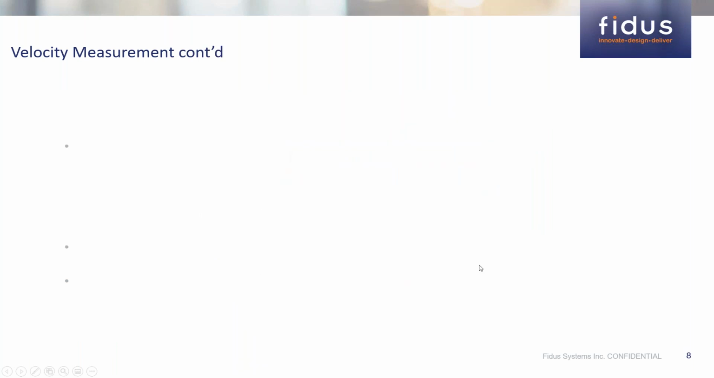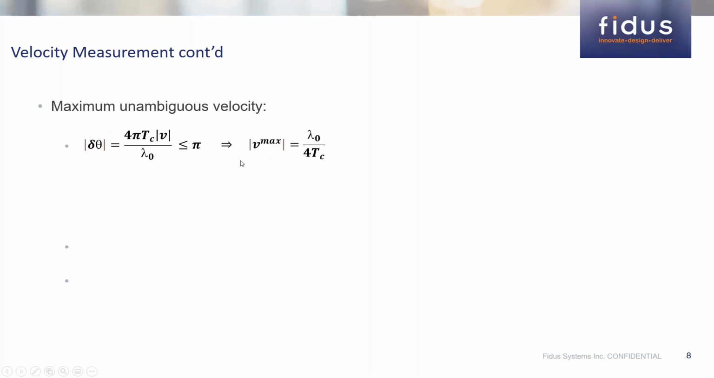Similar to the range measurement, we are going to see what is the maximum speed that we can actually measure. Since the measurement is phase difference, the phase is bounded between minus pi to pi, and replacing the phase relation with its equivalent, we will deduce from there that the speed max is just a quarter of the wavelength divided by the chirp duration. As you see here, the speed max is inversely proportional to the sweep time of a chirp.